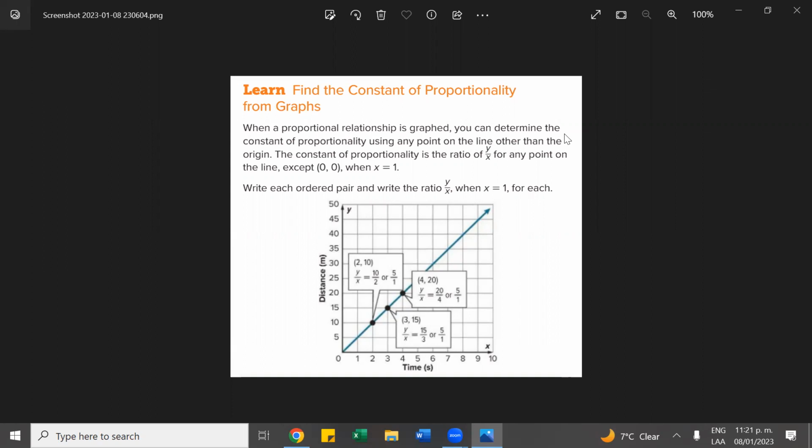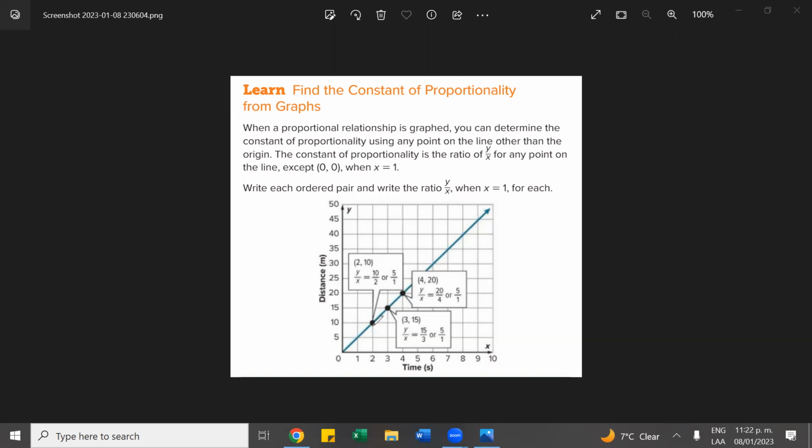Remember, the origin is the (0, 0). Okay, that's the origin. So we don't use this point, the first point right here. We can use any other point in the graph. And the constant of proportionality is the ratio of y divided by x for any point on the line except (0, 0), when x is equal to 1. So write each ordered pair and write the ratio y over x when x is equal to 1 for each.